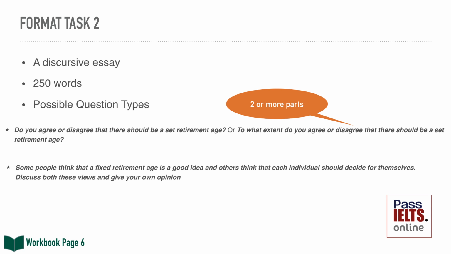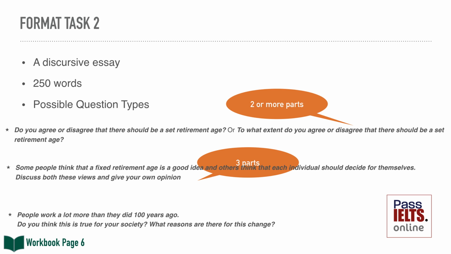The second type of question is, for example, this. Some people think that a fixed retirement age is a good idea, and others think that each individual should decide for themselves. Discuss both these views and give your opinion. In this question, you need to make sure that your answer covers all 3 parts in this question. It says both these views and give your opinion. So it is very important that you discuss both of these and give your opinion. We will look at this more closely in the essay lesson.